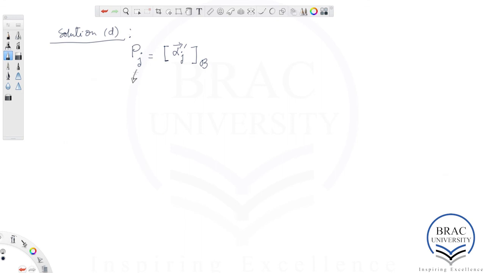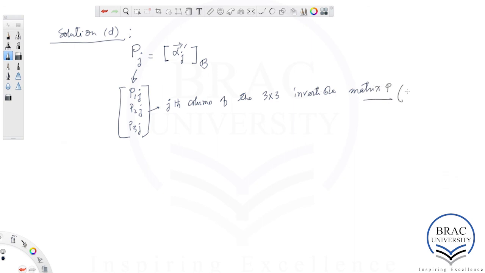So in this case, since we are dealing with a 3 times 3 matrix, this is the jth column of this 3 times 3 matrix, P1j, P2j, and P3j, right? This is the jth column of the 3 times 3 invertible matrix P. So I ask you to have a look at equation 13 prime. Have a look.